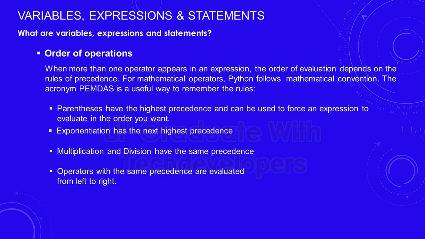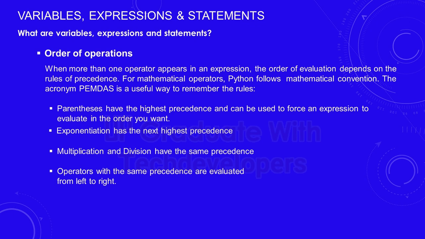So here P stands for parentheses, E stands for exponentiation, M stands for multiplication, D stands for division, A stands for addition, and finally S stands for subtraction. Parentheses have the highest precedence and can be used to force an expression to evaluate in the order we want. We can also use parentheses to make our expression easier to read, and it will not change any result.